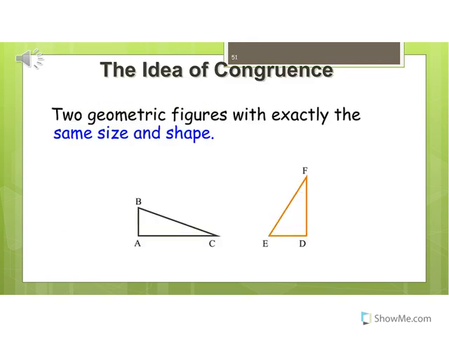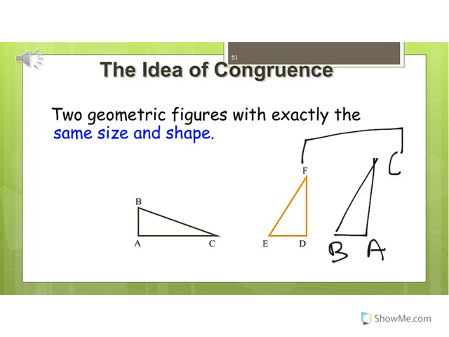The idea of congruence: two geometric figures with exactly the same size and shape. So here you have to imagine that you need to rotate one of the triangles. For example, we can rotate the triangle ABC into this form. So this becomes your B, A, and C. So we're comparing F to C, E to B, and D to A.